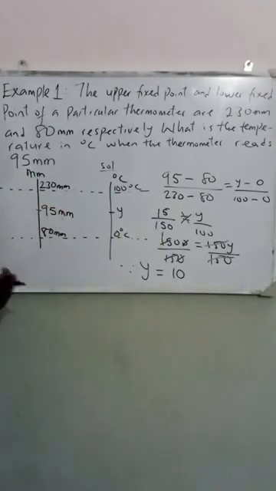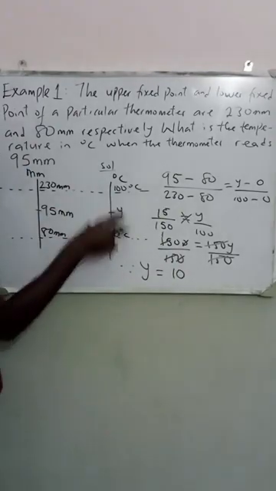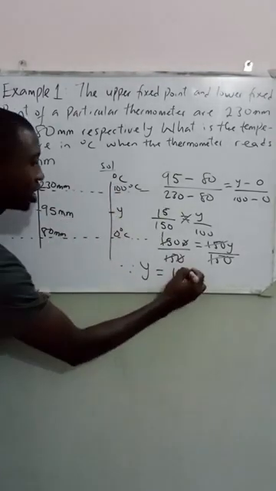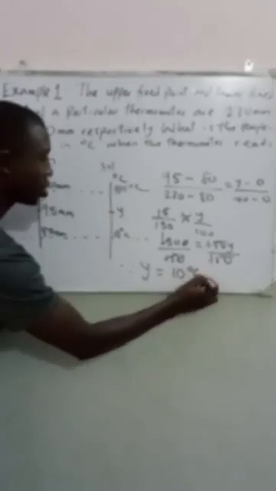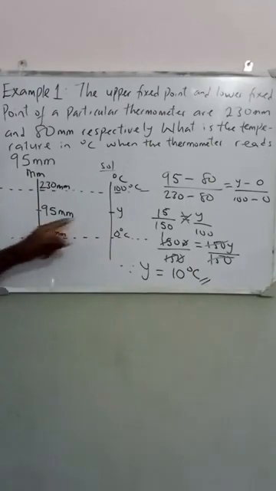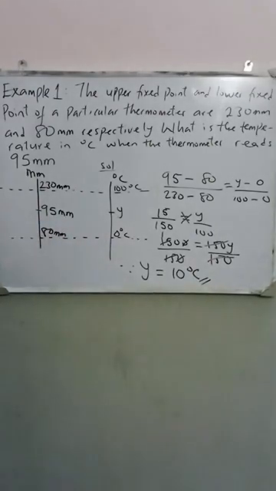10 what? Is it 10 millimeters or 10 degrees Celsius? Go back to your diagram. Y represents the Celsius scale, so I'm having 10 degrees Celsius. So that particular thermometer reading of 95 millimeters corresponds to 10 degrees Celsius. And that is how we solve a problem like this.